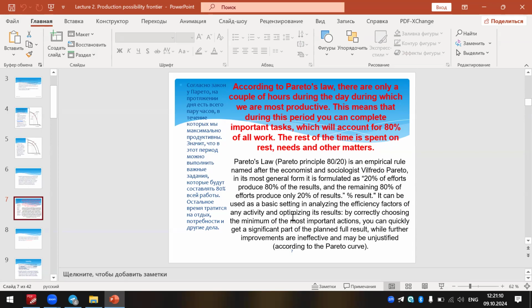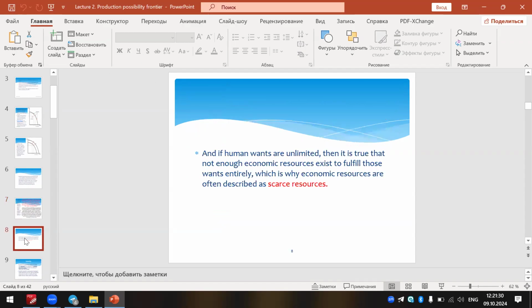By correctly choosing the minimum of the most important actions, you can quickly get a significant part of the planned full results, while further improvement may be ineffective and unjustified. And this is according to the Pareto curve, okay? So if human wants are unlimited, then it's true that not enough economic resources exist to fulfill those wants entirely. That is why economic resources are described as scarce resources.